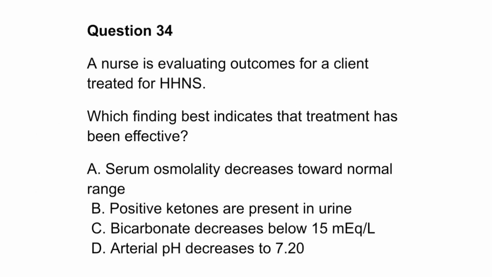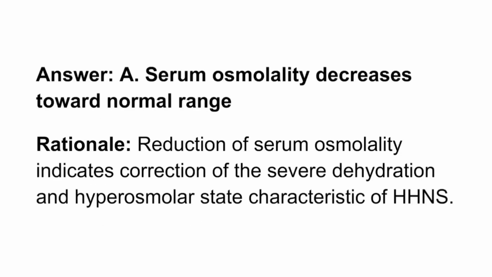Question 34. A nurse is evaluating outcomes for a client treated for HHNS. Which finding best indicates that treatment has been effective? A. Serum osmolality decreases toward normal range. B. Positive ketones are present in urine. C. Bicarbonate decreases below 15 milliequivalent/L. D. Arterial pH decreases to 7.20. Answer. A. Serum osmolality decreases toward normal range.